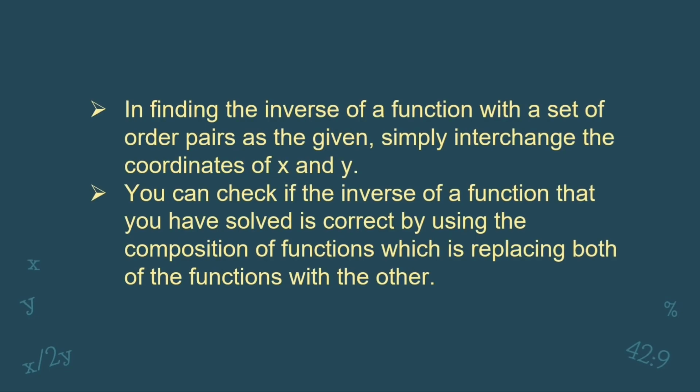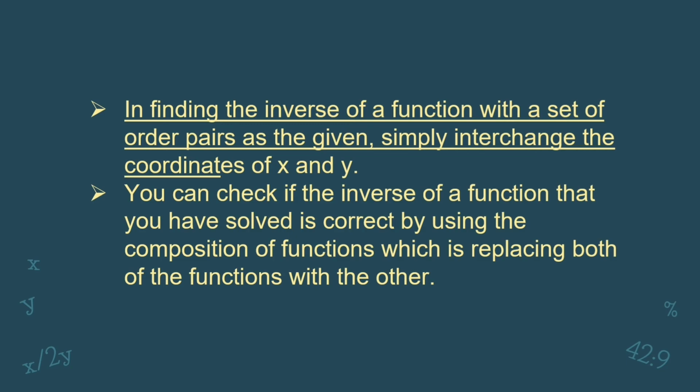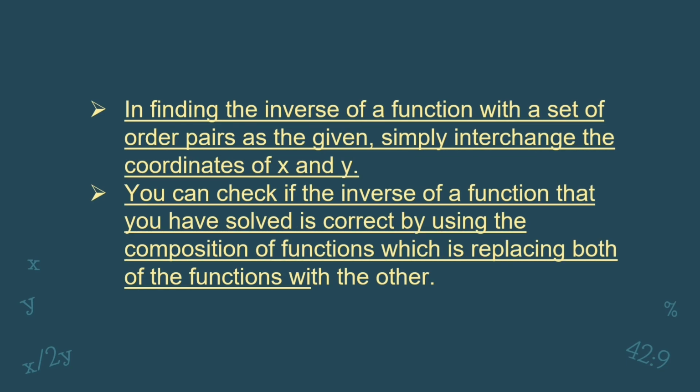Another thing that we have learned is that in finding the inverse of a function with a set of ordered pairs as the given, simply interchange the coordinates of x and y. Lastly, you can check if the inverse of a function that you have solved is correct by using the composition of functions, which is replacing both of the functions with the other.